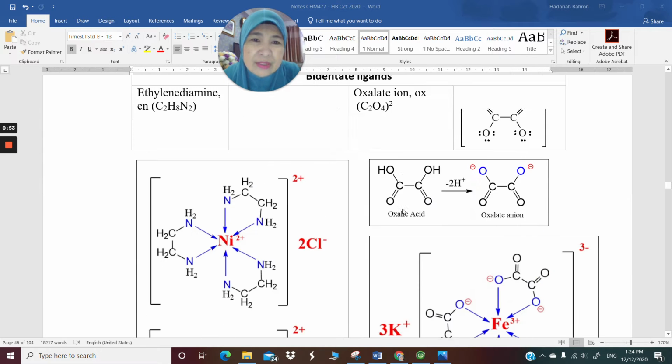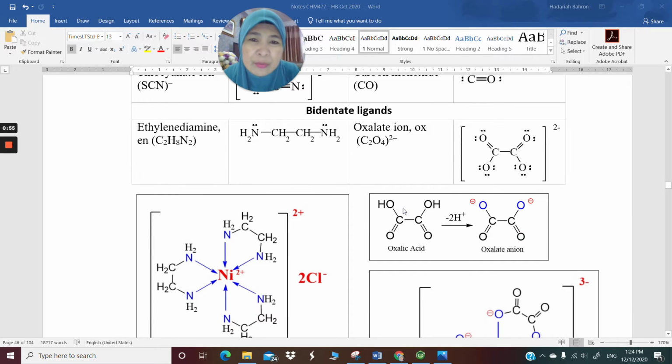Let me do a little bit of a recap on bidentate ligands, because I realized in my previous video that you could not see some of the items I was pointing to. You could not see that because I did not press the cursor.